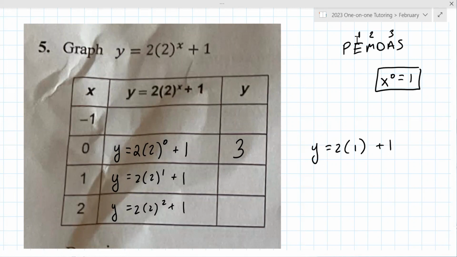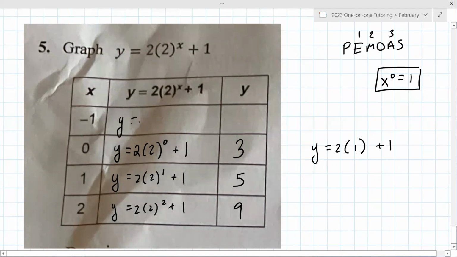I got 5 and then 9. That is correct. Good. Okay. Now the hardest one here is the negative 2 times 2 to the minus 1 plus 1. So you need a reminder. You're like, what is 2 to the minus 1?